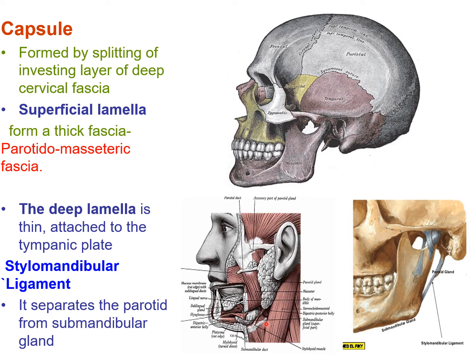If we see here, the investing layer of deep cervical fascia splits to enclose the gland. The superficial layer gains attachment to the zygomatic arch and blends with the epimysium of the masseter muscle to form the parotidomasseteric fascia, whereas the deep lamina gains attachment to the tympanic plate and the styloid process of the temporal bone, and it has a thickened part which extends from the tip of the styloid process to the angle of the mandible, forming the stylomandibular ligament, separating the parotid gland from the submandibular gland.